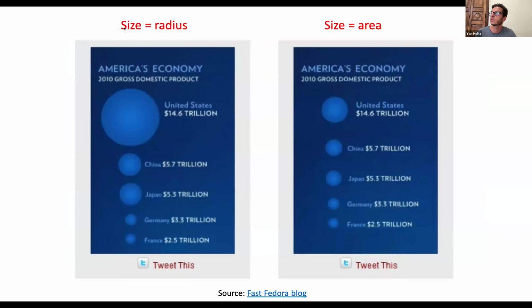Basically here, the size is proportional to the radius, and here the size is proportional to the area. So that's the right way to go, and that's the wrong way to go. If the size is proportional to the radius, then the area is going to be much bigger because it's the radius squared. And so that's going to be misleading. It can be useful to hide some real information. So each time you're doing a bubble chart, make sure that it's the area that is proportional to your value, not the radius.